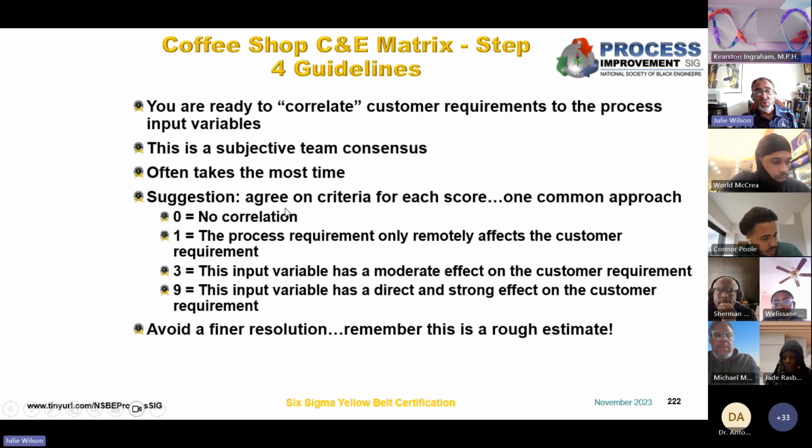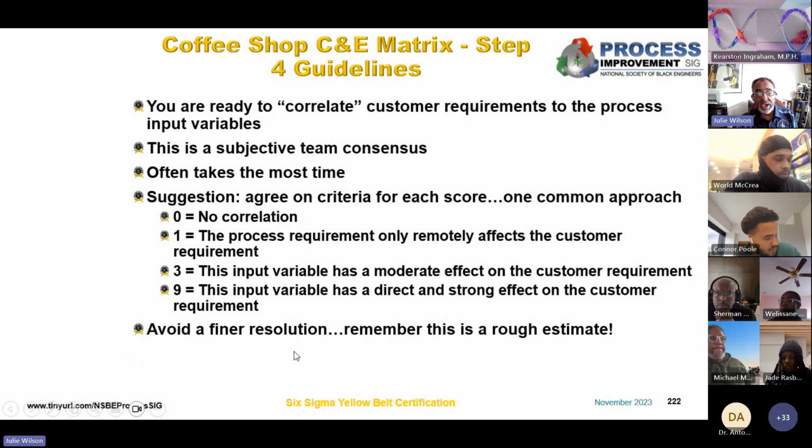The first thing you do is agree on the criteria for each score. One way to do this is to say 0 means there's no relationship between the input and the output, and that's very possible. It could be that the process requirement only remotely affects the customer requirement. A 3 would say that the input variable has a moderate effect on the customer requirement, and a 9 says that the input variable has a direct and strong effect on the customer requirement.